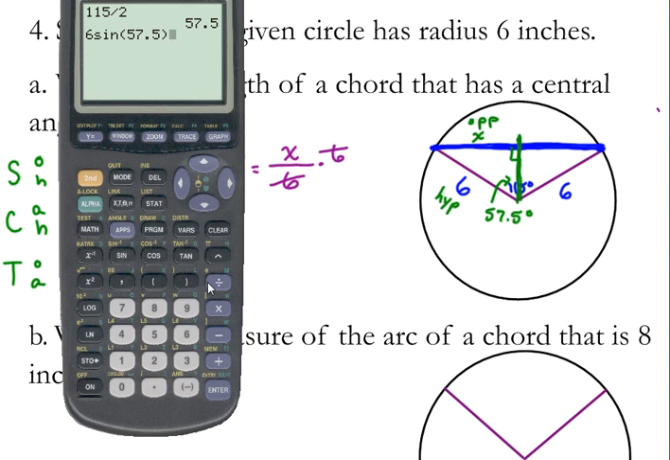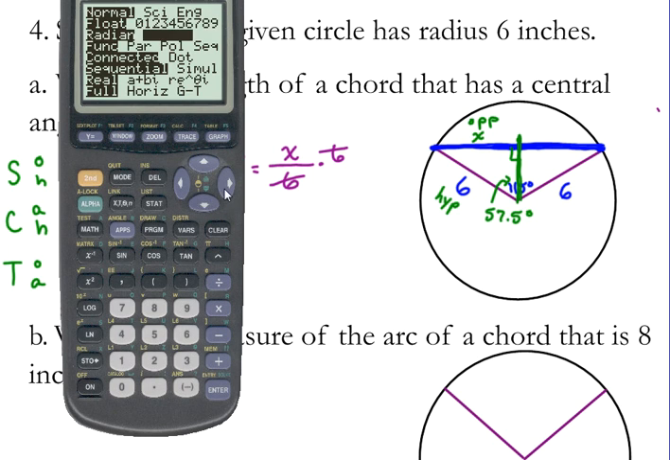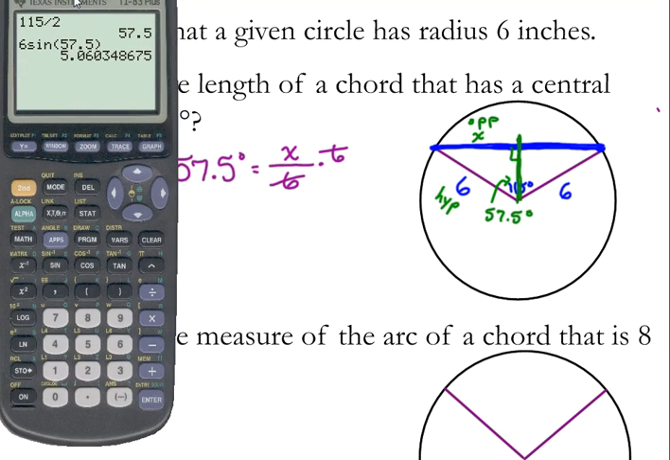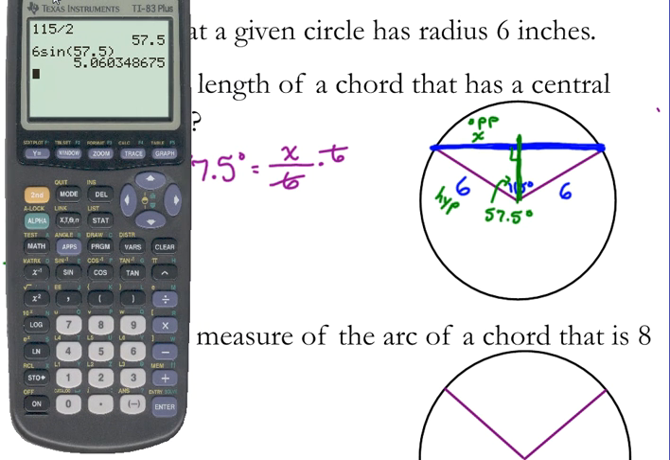57.5. What do I have to make sure before I press enter? It's got to be in degree mode. My angle's in degrees, so my calculator's got to be in degree mode. Mine was not. I would not have gotten the correct answer right there.